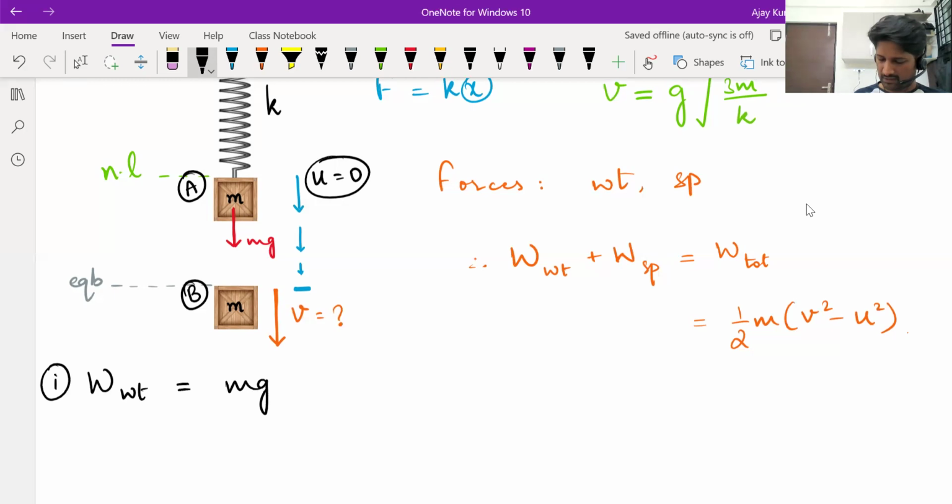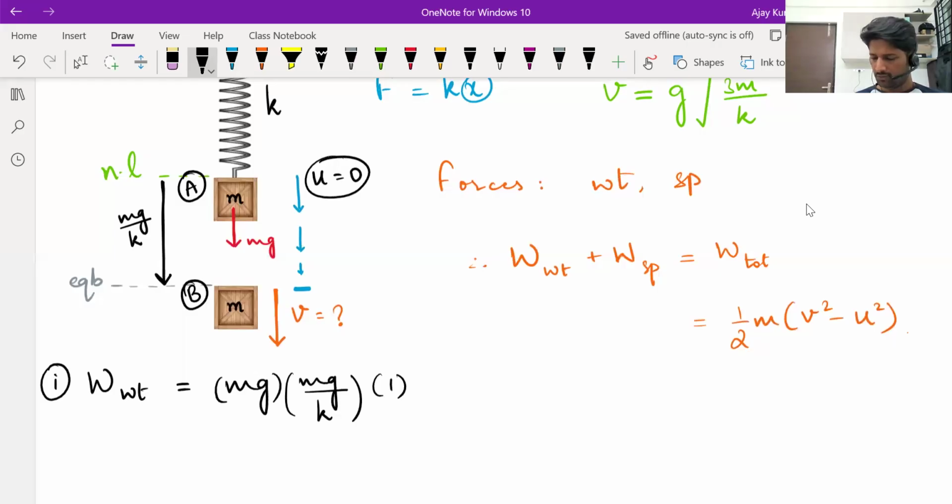The force is mg. How much is the displacement from here to here? Natural length to equilibrium? mg by k, we know that. Okay. So displacement mg by k. Angle between force and displacement? 0. Cos 0 is 1. Therefore, work done by mg is m square g square by k as the block moves from A to B. Hope this is clear to all of you. If you have any doubt in this step, you can ask.